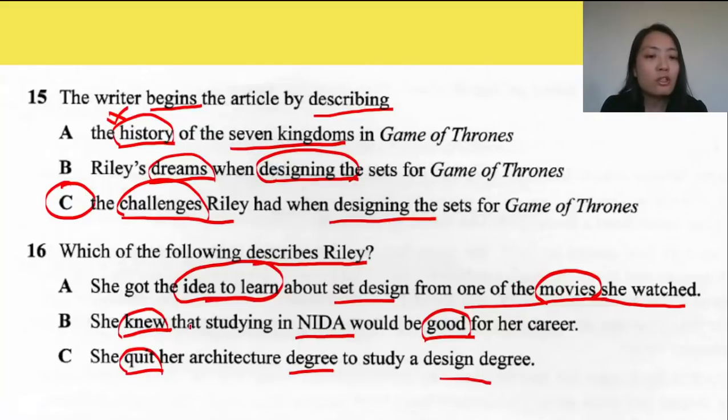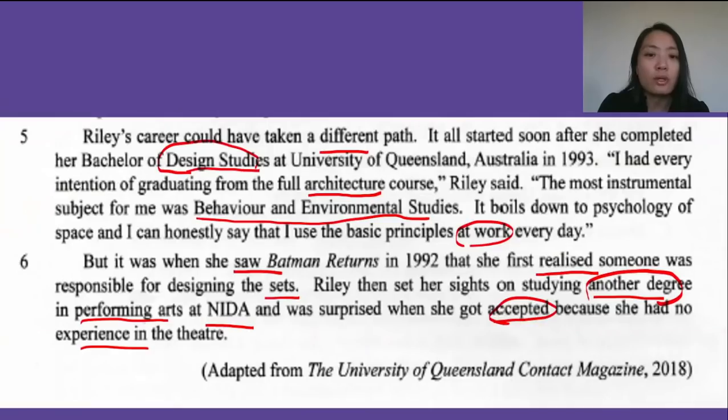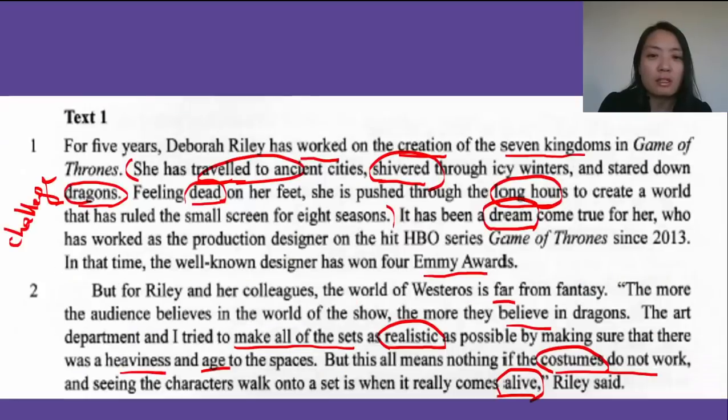Or the second one, does she know that it would be good for her career or not? Did she actually know that when she went to this place, it would be good? Actually, it doesn't say that she knows it. It just says here that she went to study at this place. And she didn't know why, because she was surprised when she got accepted. So she didn't know actually. She was just trying out because she was inspired to learn about set design.